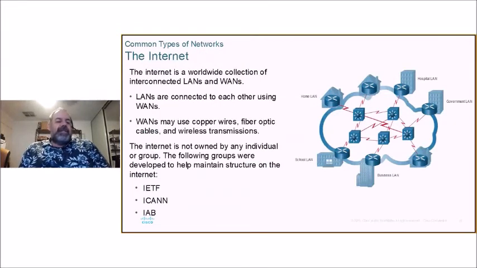And so the internet, of course, is the ultimate of WANs. It's a worldwide collection of interconnected LANs and WANs. The LANs are connected to each other using the WANs. WANs may use copper, fiber optic, or wireless transmissions. So the internet is not owned by any individual or group. The following groups were developed to maintain the structure on the internet. The IETF, ICANN, and IAB are the bodies that make the rules for how things work.